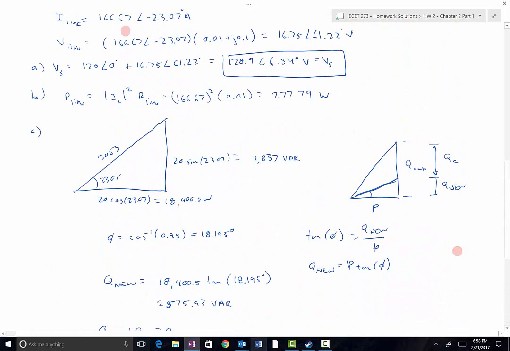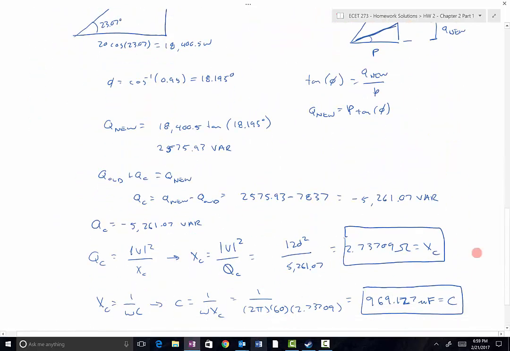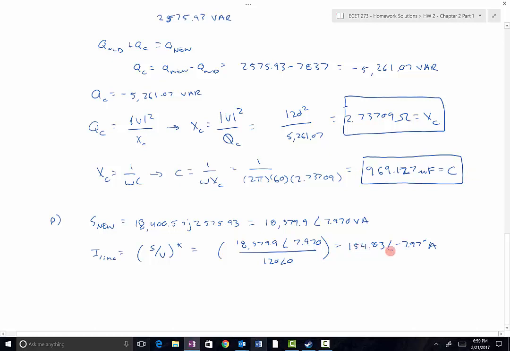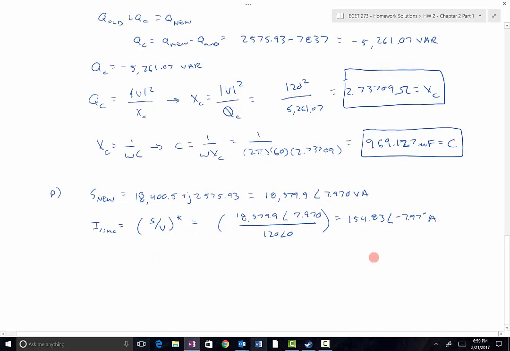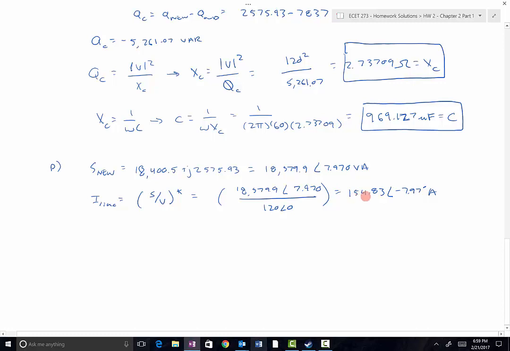So I want to just quickly compare that to our old calculation. We see that our line current was 166.7 amps. We've gone down all the way to 150 amps. So indeed, power factor correction decreased the line current, and therefore the voltage drop across the distribution feeder. Our new supply voltage to maintain 120 volts at the load is going to be 120 angle 0 degrees plus the voltage drop across the line, which is just the current through the line, 154.83 at an angle of negative 7.97.